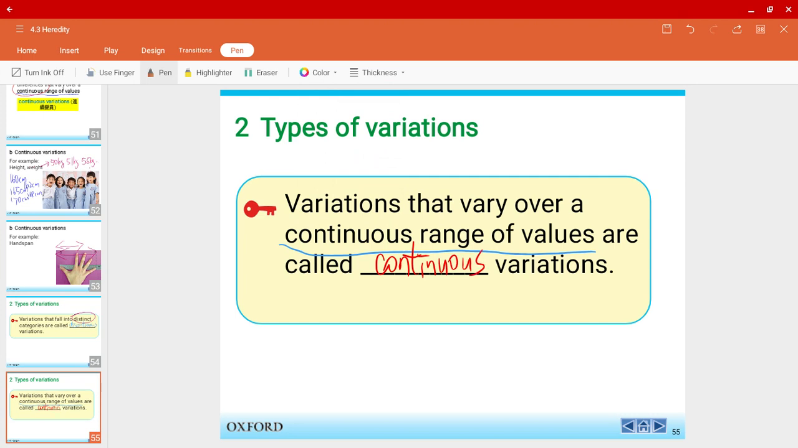All right, so that sums up this video. In this video, I talked about what variations are, and the causes of variations. It can be due to both heredity and the environment. And finally, we talked about the two types of variations, discontinuous variations and continuous variations.